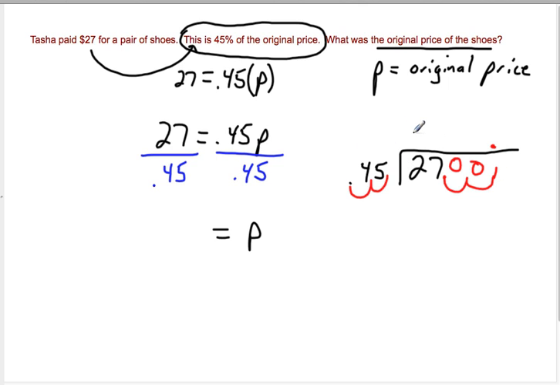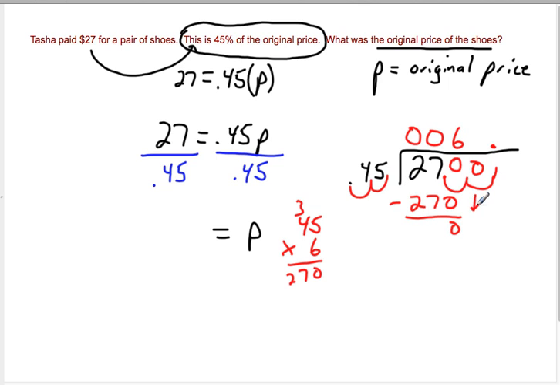So 45 does not go into 2 or 27. It goes into 270. Not sure. I'm going to think, how about 6 times? Let's try it out. 45 times 6 is 270. Oh, that was actually a lucky guess. So it went in 6 times exactly. And we get a 0 remainder.